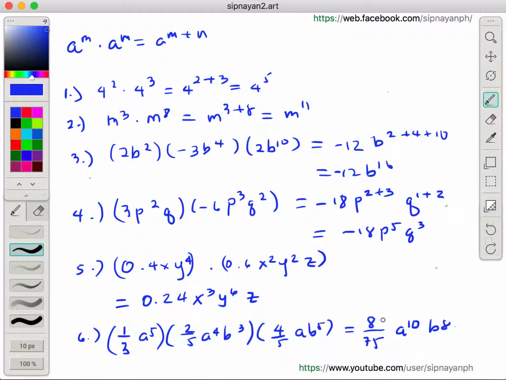Okay, so that's it. I think we have more than enough examples para maintindihan nyo yung ating first law, yung product rule na tinatawag natin, yung product law. And kung hindi nyo masyadong nag-gets, tignan nyo yung unang dalawang videos, kasi doon natin pinaliwanag kung paano nangyari itong ganito.